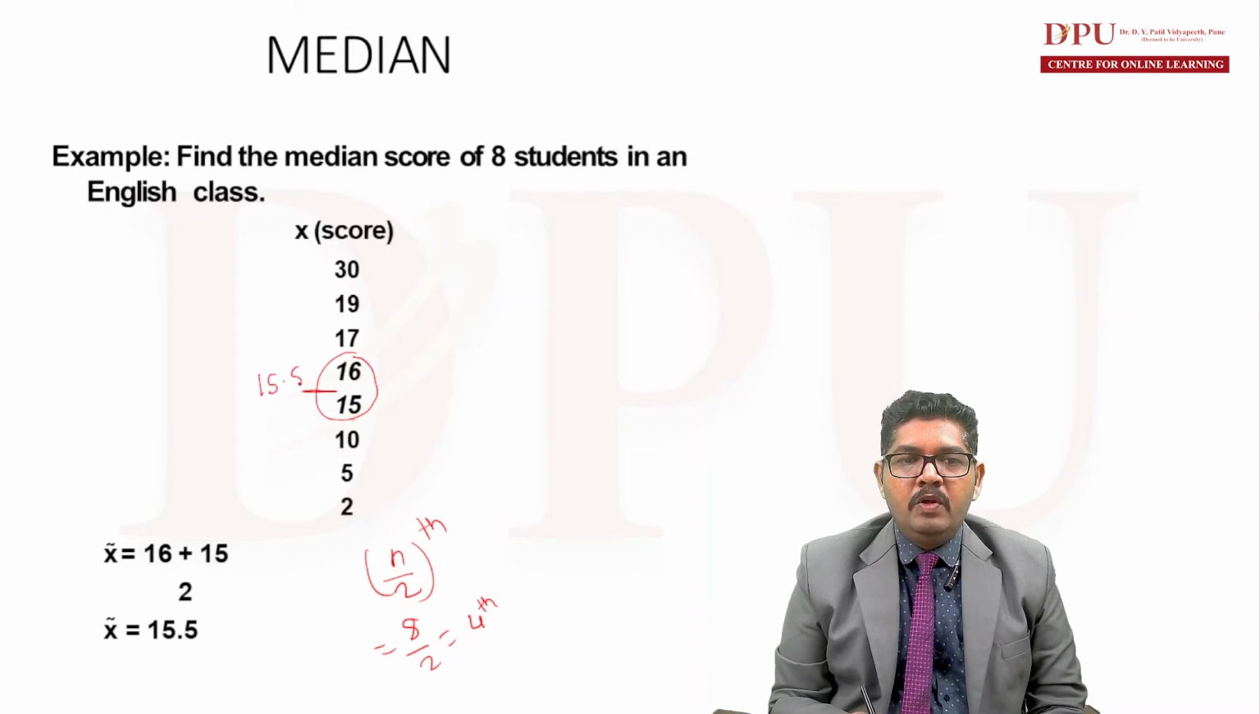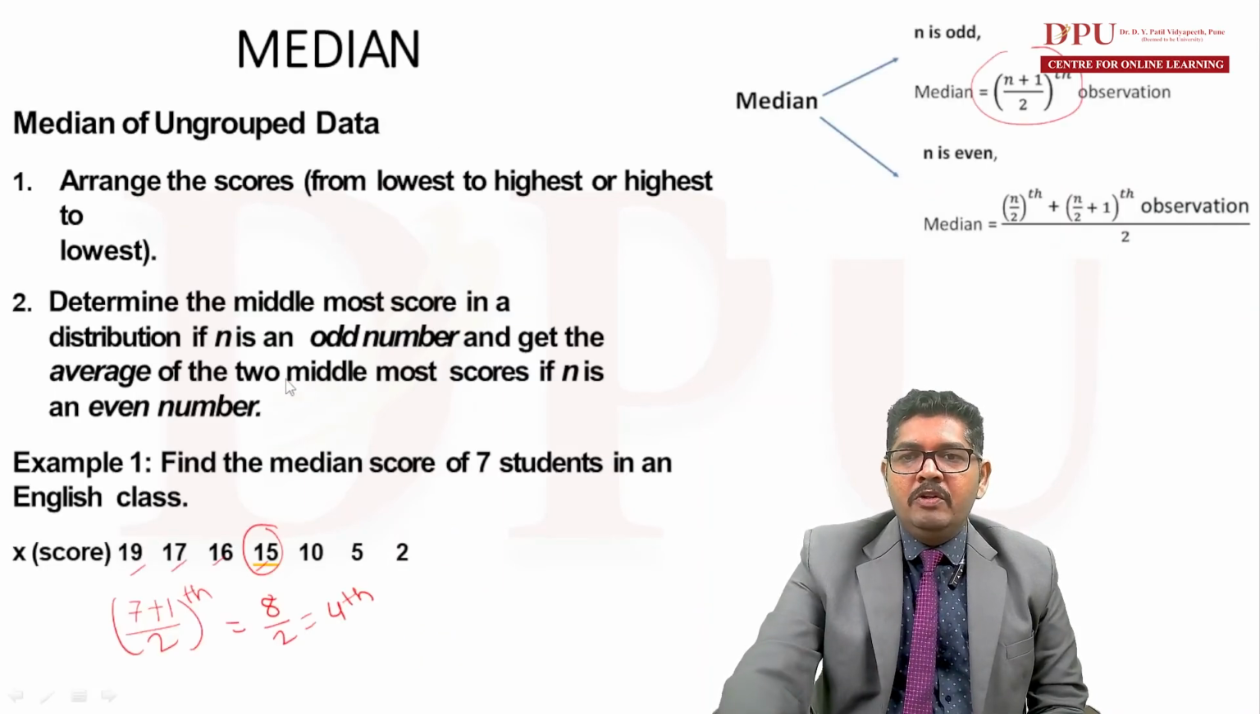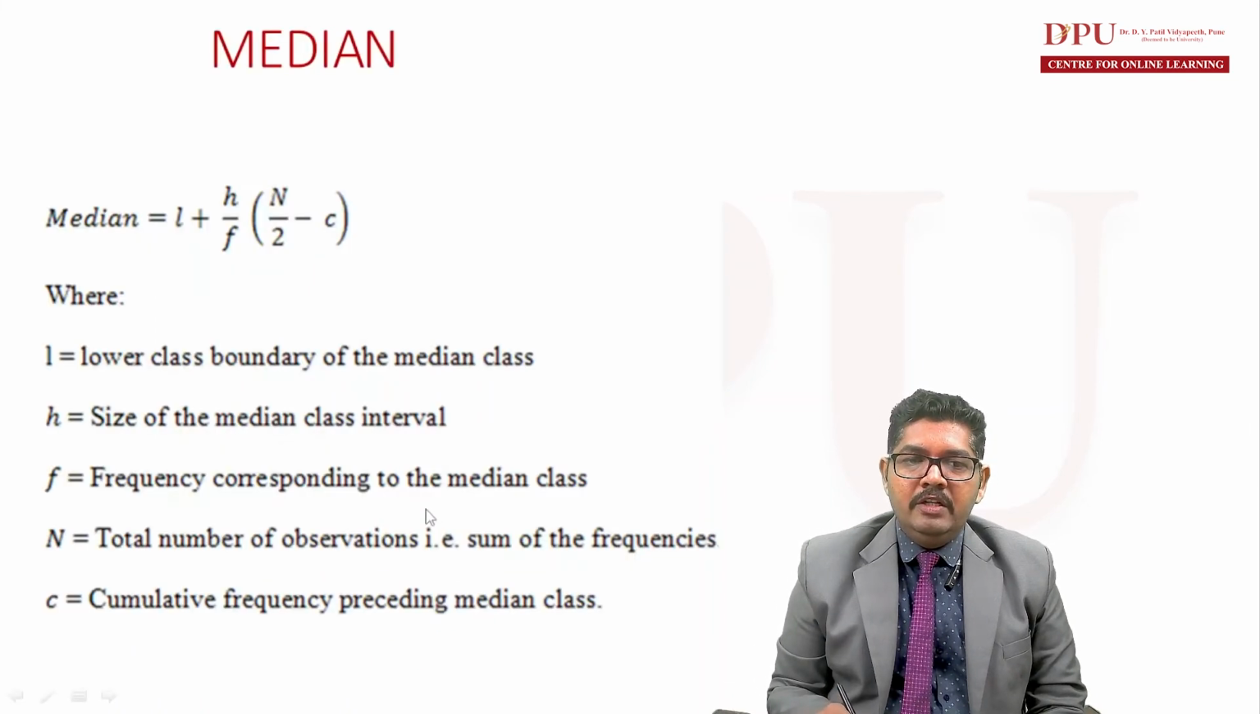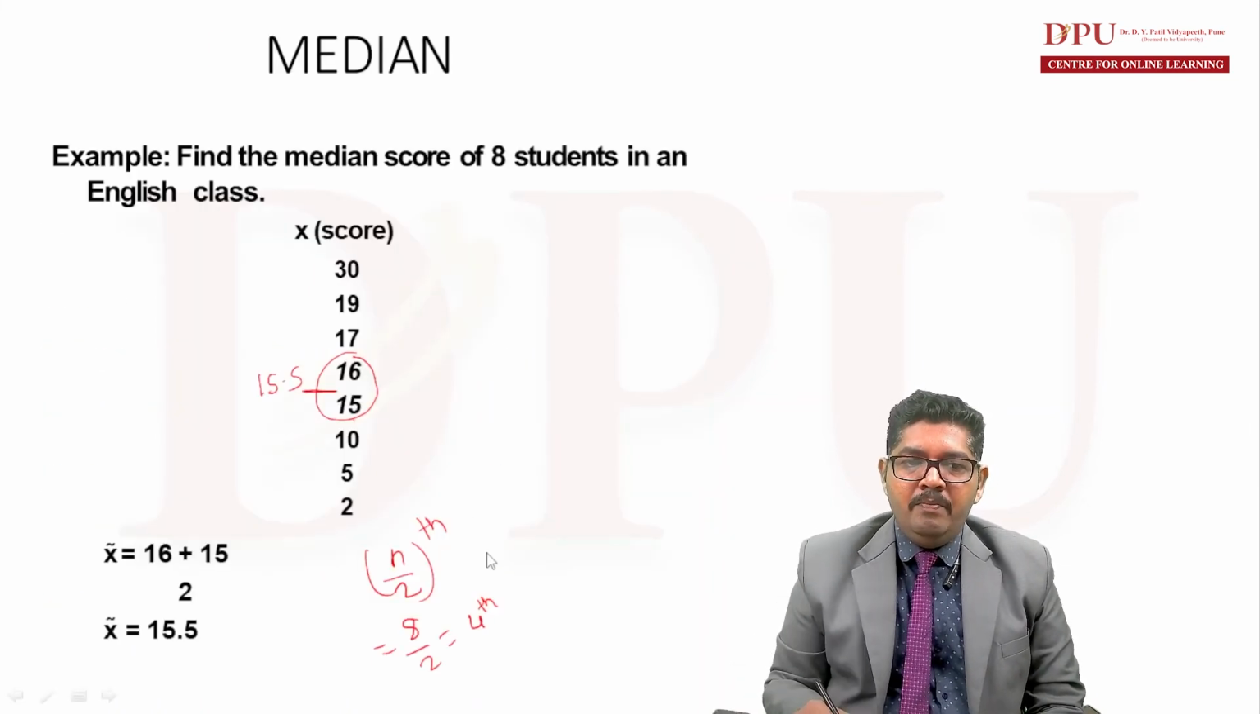Or directly you can use this particular formula: (n by 2 th observation plus n by 2 plus 1 th observation) divided by 2. So the n by 2 th observation is the 4th observation. Let me do it here.